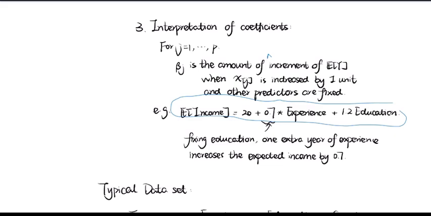If I want to interpret the 1.2 on the education, on the other hand, I'm going to say after controlling for experience. I have to mention that. Controlling for experience means you're adjusting for experience, or in another word, holding experience constant. Then a unit increase in the years of education on average will lead to a 1.2 increase in income.